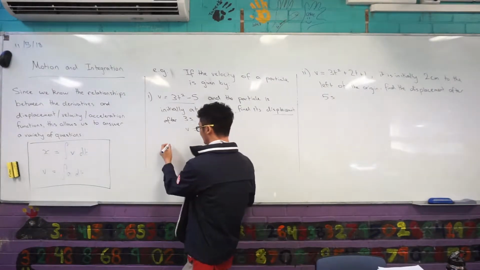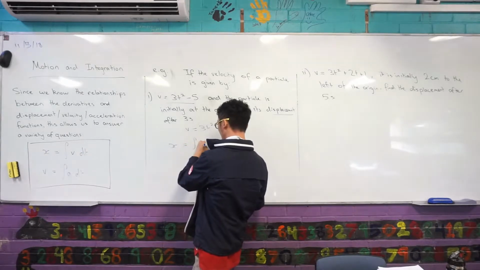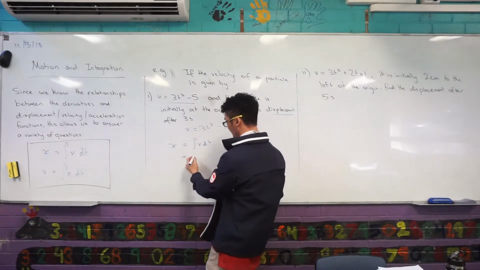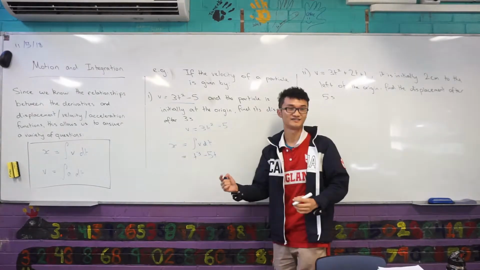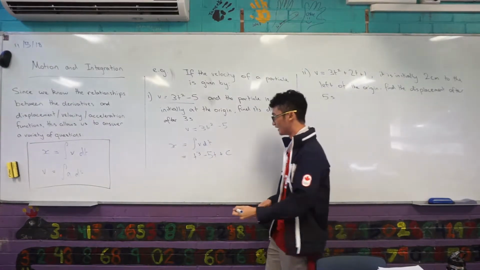I know that the displacement is equal to, from my formula over there, the integral of v dt. And I can calculate that really easily. That's just going to be t cubed minus 5t plus c. Good, right? Plus c. Okay. Why is it important that I do that?